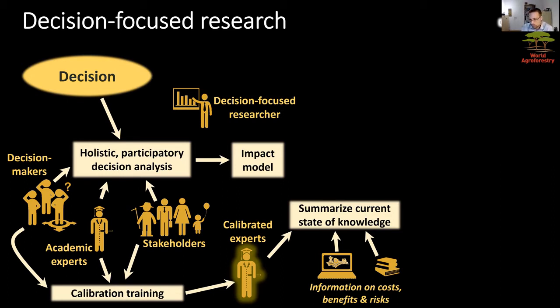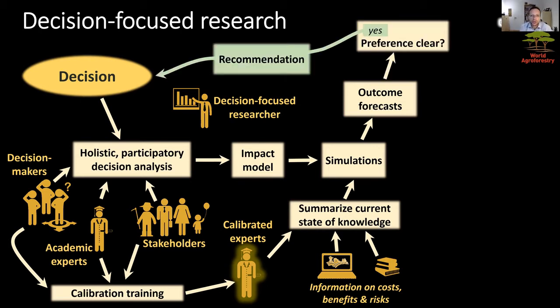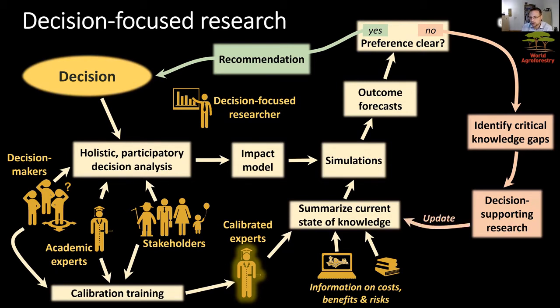So once we have a model and we have the state of knowledge, we can run a probabilistic simulation, make outcome forecasts, and then determine if the decision preference is clear already. Can we already give a clear recommendation? And whenever that's true, then we're basically done. We can make a recommendation, but if not, we have to go a bit further and identify critical knowledge gaps, do decision supporting research, update the state of knowledge, possibly update the model, run more simulations, and then cycle through this process again until we can make a recommendation. That's always the end goal.